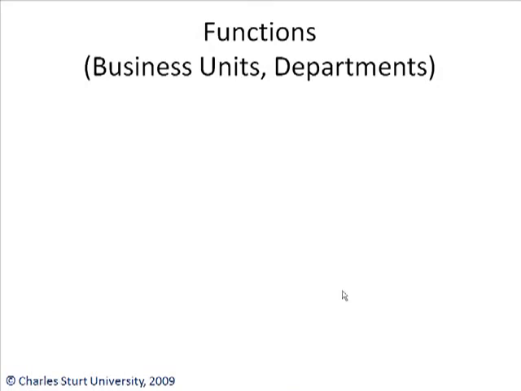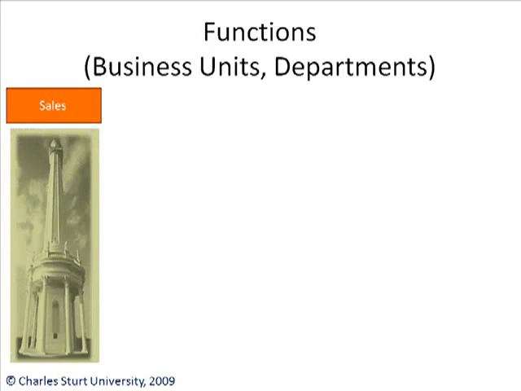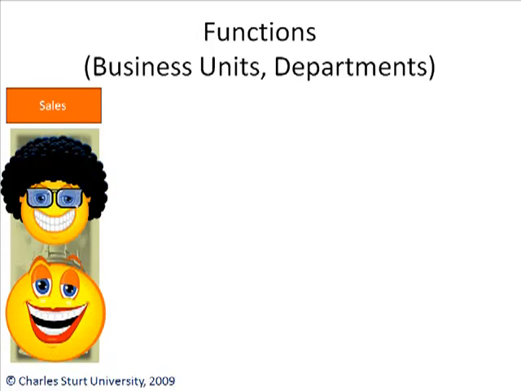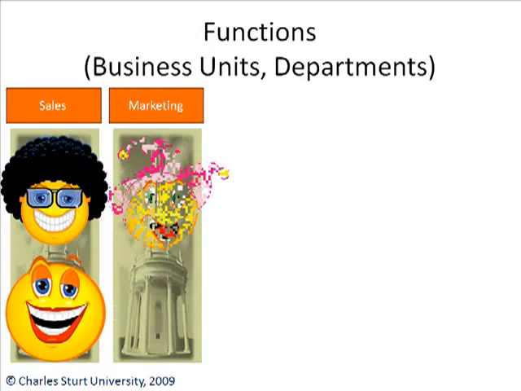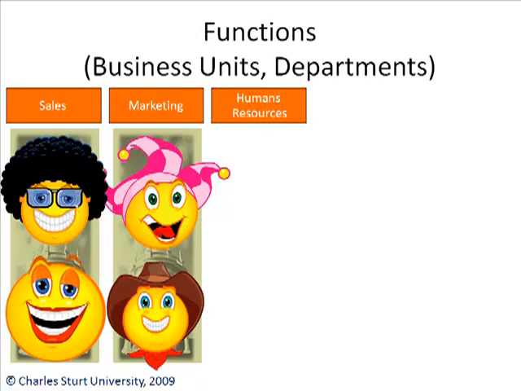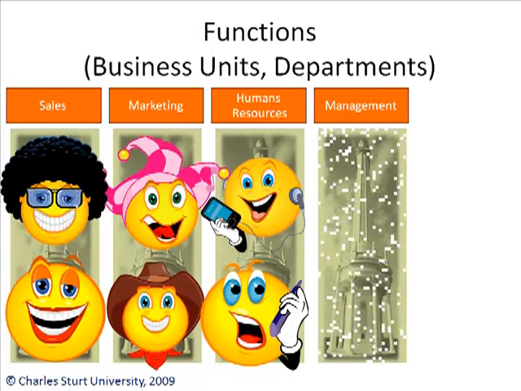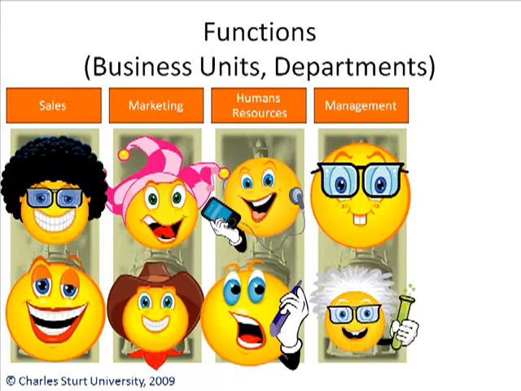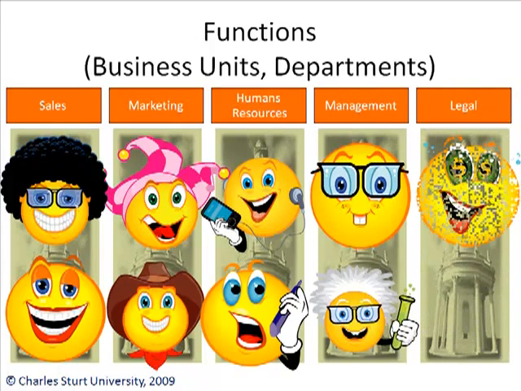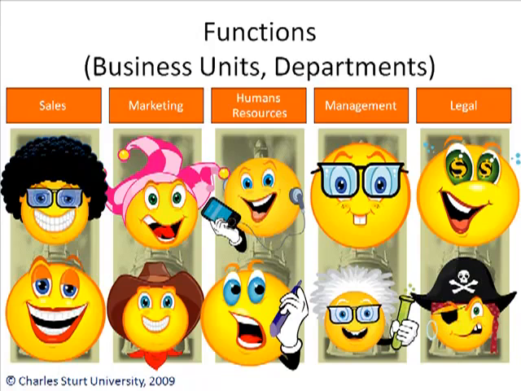Okay, let's look at some functions then. Functions are also known as business units, and some organizations also refer to them as departments. So here's some examples. Sales, most companies have a sales area. You've got marketing, a marketing area. You've got human resources, recruiting people. You've got management, managing the organization. And here's another one, legal, looking after all the legal stuff. So functions are like people working in business units, often performing similar tasks.